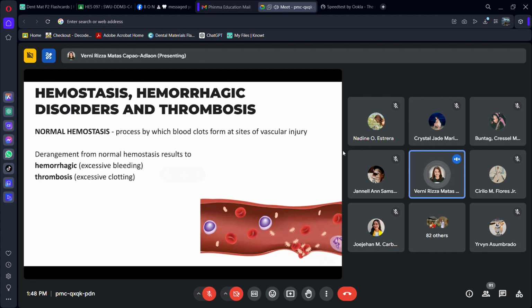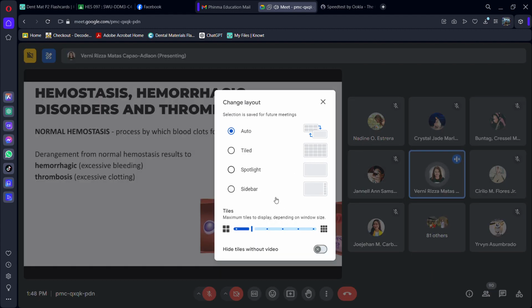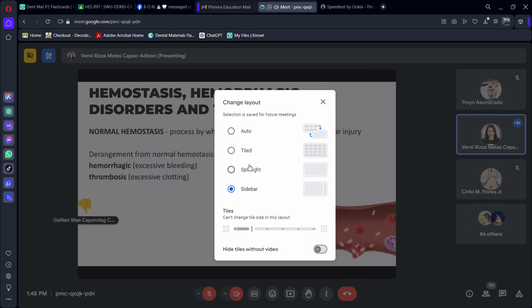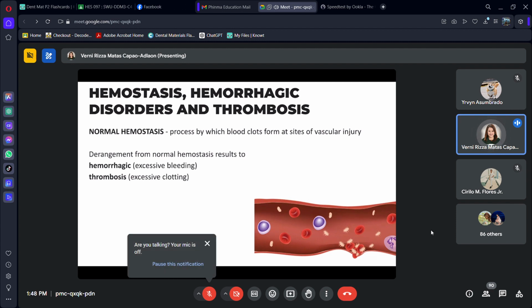I hope my voice is no longer cutting out, because my internet keeps going off. Is it okay now? Okay. Please type in or let me know if my voice cuts out as we go along, because I don't know what's wrong with my internet right now. Maybe it's because it's the middle of the day and many are using the internet.